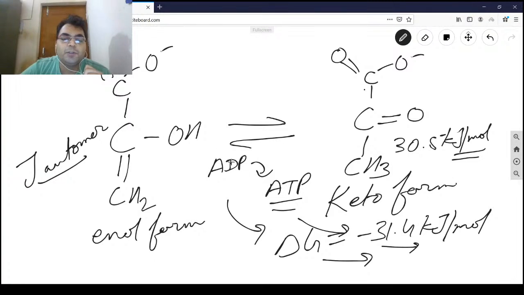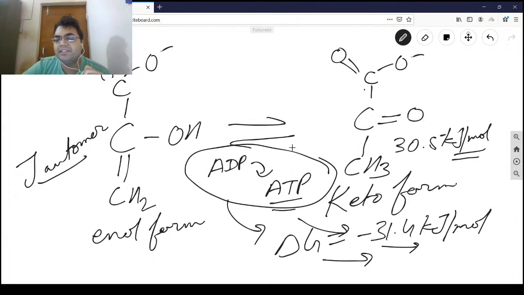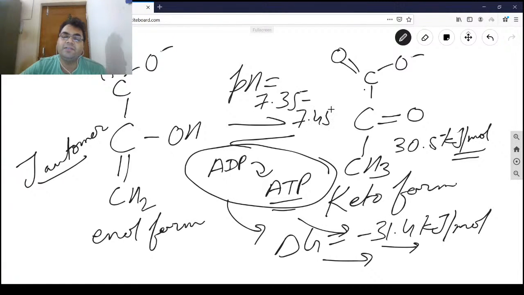So this is what happens during that process, and this enol to keto conversion helps to further stabilize pyruvate and hold on to this 30.5 kilojoule per mole energy, because it is more stable in its keto tautomer at physiological pH of 7.35 to 7.45. So that is what this entire process of glycolysis is all about.